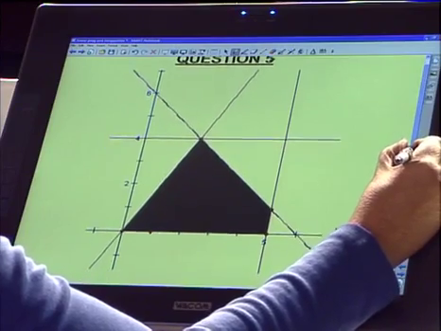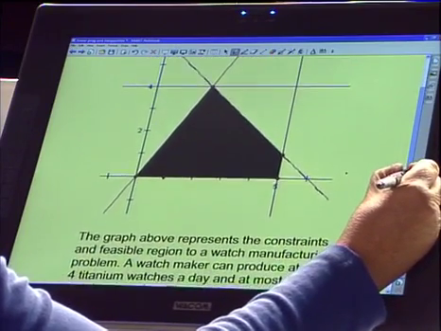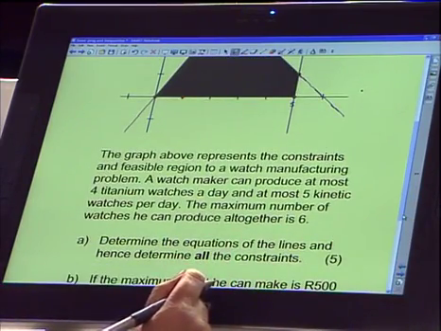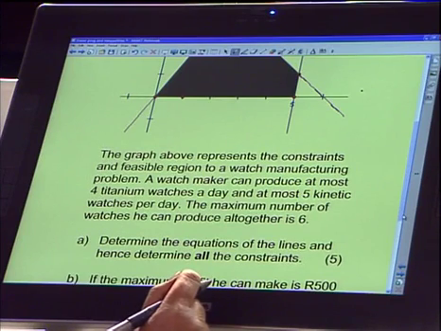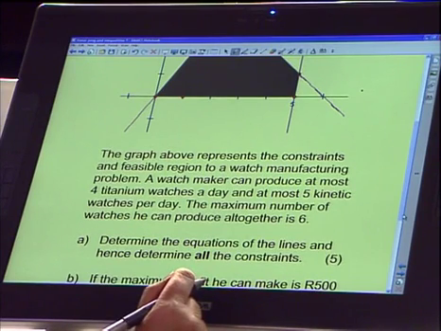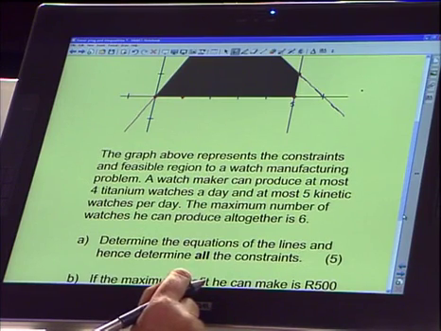So now all that's left is what happens if I get a graph. Remember me talking about this gradient method? Well, this is where it's going to come in a little bit, and I'm going to talk about it in a minute. Let us quickly just have a look at what this question says. Right, if I look at this question 5, they give me this drawing. They say the graph above represents the constraints and the feasible region to a watch manufacturing problem. A watchmaker can produce at most 4 titanium watches a day and at most 5 kinetic watches per day. The maximum number of watches he can produce altogether is 6.